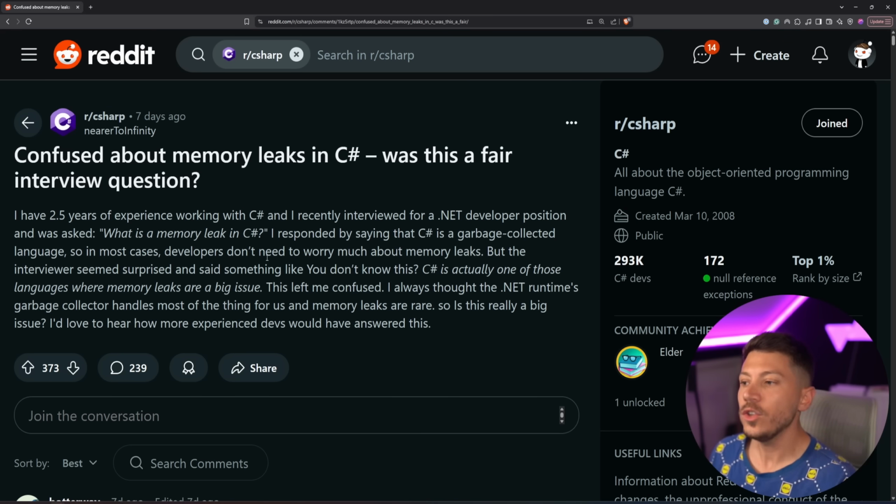So when you have memory that has been allocated and then it can't be garbage collected anymore, it's incredibly important, even though it is true that in C# you probably don't need to worry that much about garbage collection, explain what it is.